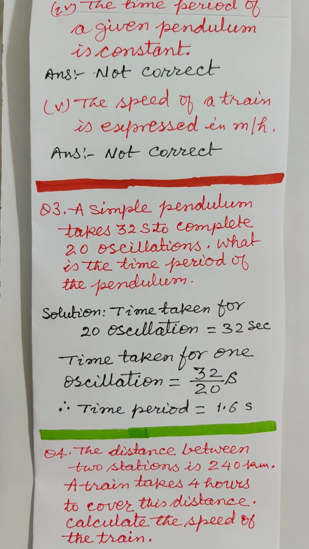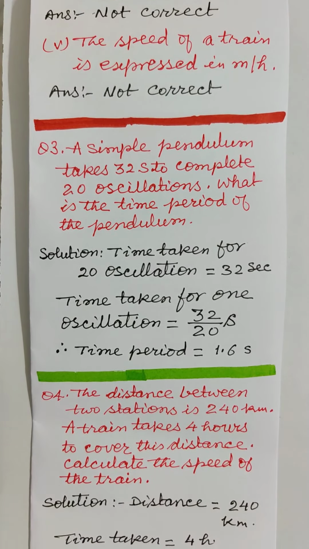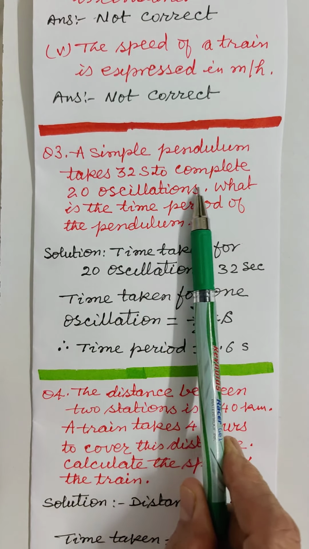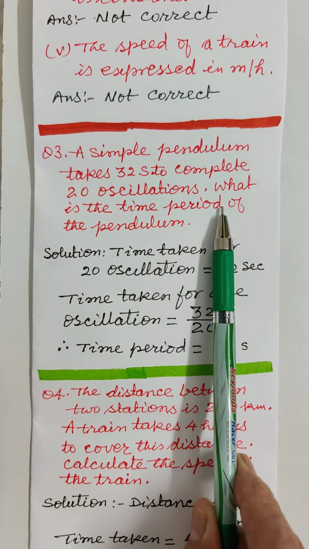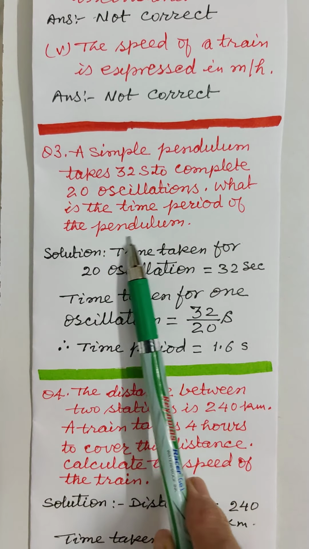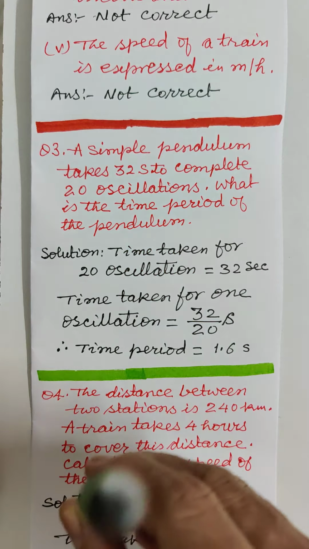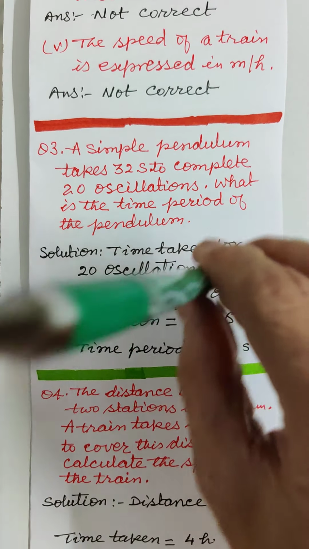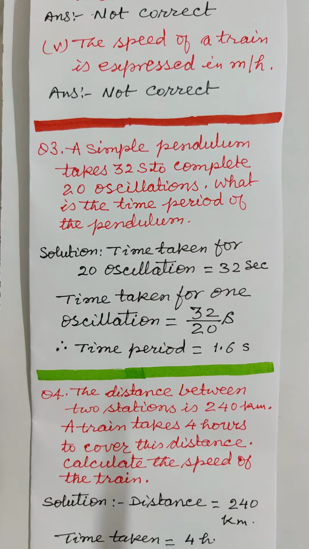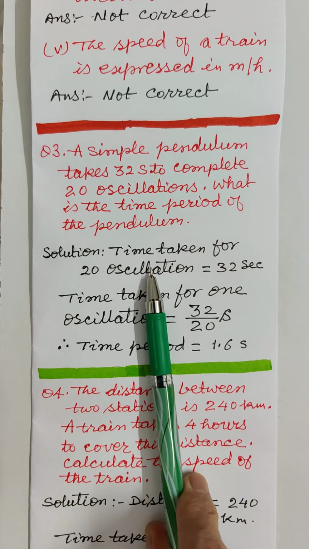Question number 3. A simple pendulum takes 32 seconds to complete 20 oscillations. What is the time period of the pendulum? Oscillation means the pendulum moves like this. So this is known as oscillation.